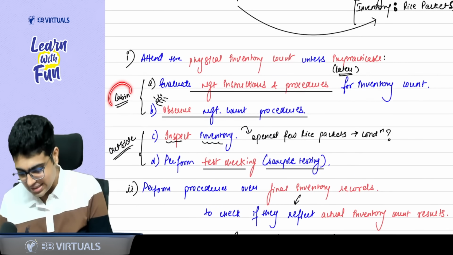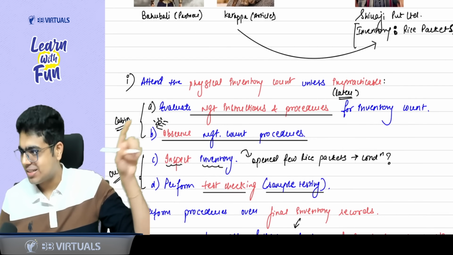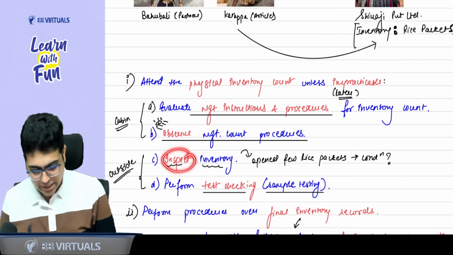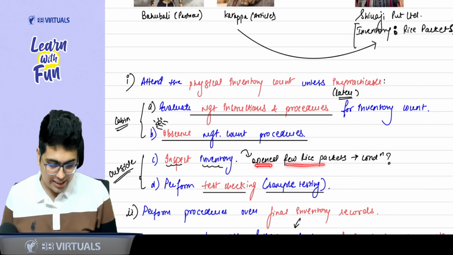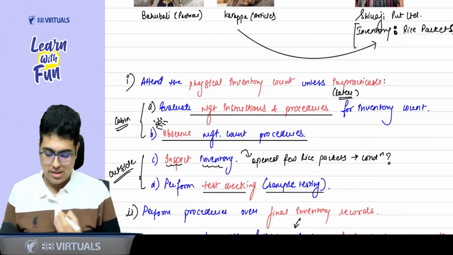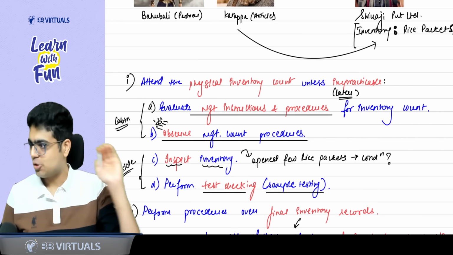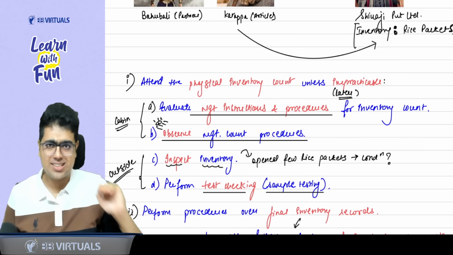So once he is in the cabin, he will evaluate the management instructions and observe the count procedure. But once he goes outside, he will inspect the inventory. He will open some rice packets, check the condition of the rice packets. He will also perform some test checking. That means he will also do some sample testing. So two procedures within the cabin, two procedures outside the cabin.